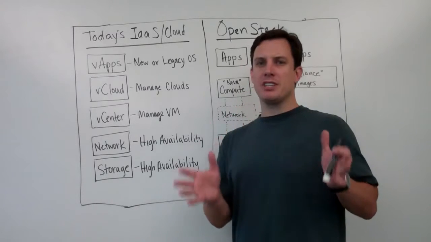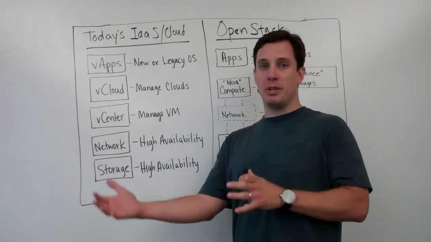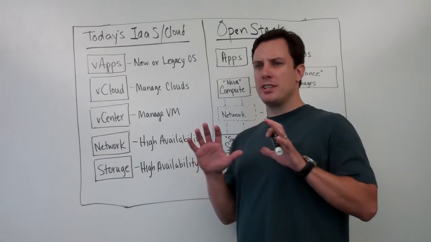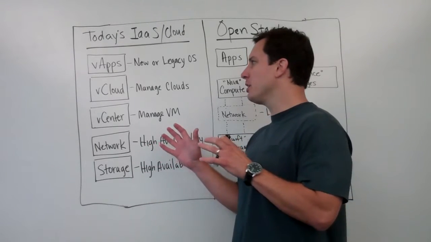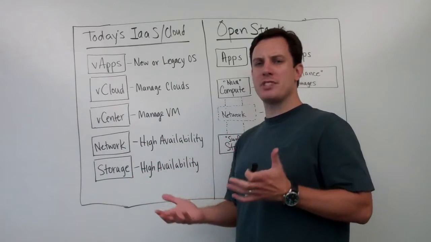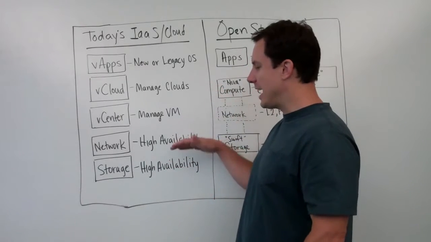Before we even get started with that, it's always good to make a comparison between something that most people understand and something new. So we're going to start with what today's infrastructure as a service looks like from a cloud perspective, and I'm going to use a VMware plus Cisco plus our storage partners type of stack because a lot of people are familiar with that. So in today's environment, the stack looks something like this.